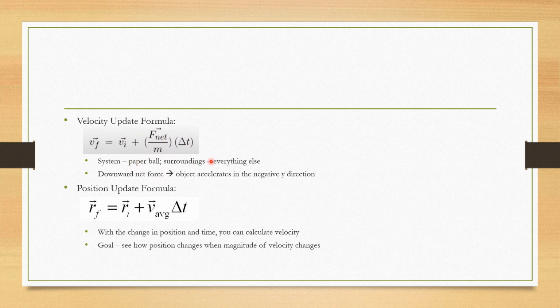And then the system is the paper ball, surroundings, everything else. So the net force on the ball is just everything acting on the ball. And then the net force turns out to be a downward net force, which is why it accelerates downward. And then the position update explains why the position versus time graph is not linear, because velocity is increasing in magnitude.